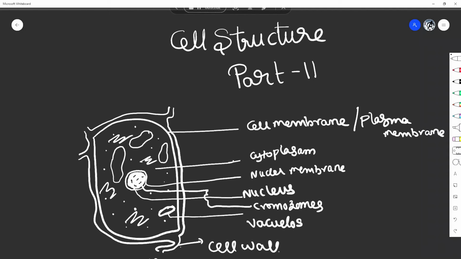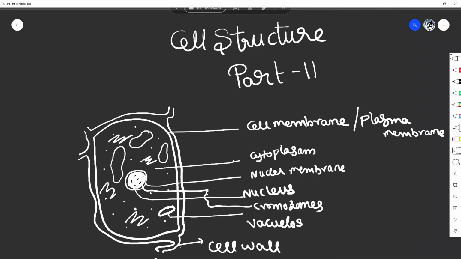The main function of the cell wall is to protect the plants from various atmospheric conditions like cold, heat, rain, wind, etc. Why? Because animals can move from one place to another depending upon the climatic conditions, but plants cannot move from one place to another. They need an additional protection. So this cell wall will provide that protection to the plants. That is why plant cells have an additional protective layer called cell wall.